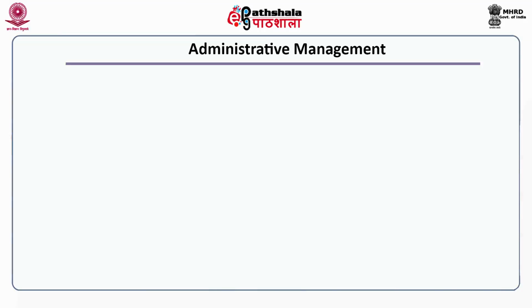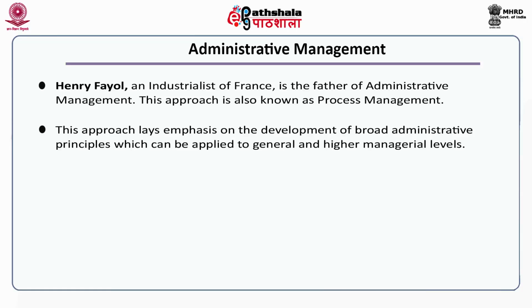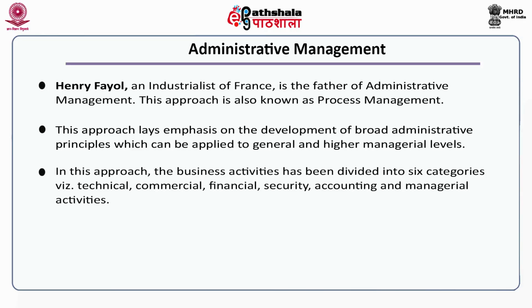The second type of classical approach is administrative management. Henry Fayol, an industrialist of France, is the father of administrative management. This approach is also known as process management. This approach lays emphasis on the development of broad administrative principles which can be applied to general and higher managerial levels. In this approach, the business activities have been divided into 6 categories, which are technical, commercial, financial, security, accounting and managerial activities. The main components of managerial activities are planning, organizing, coordinating, commanding and controlling.